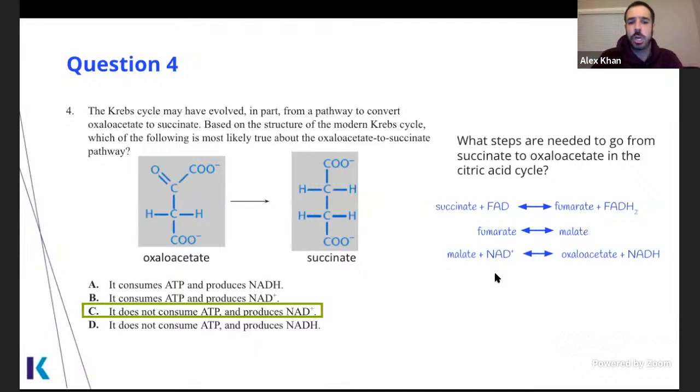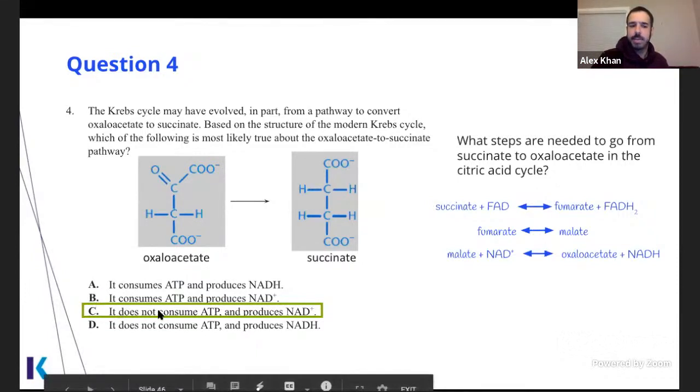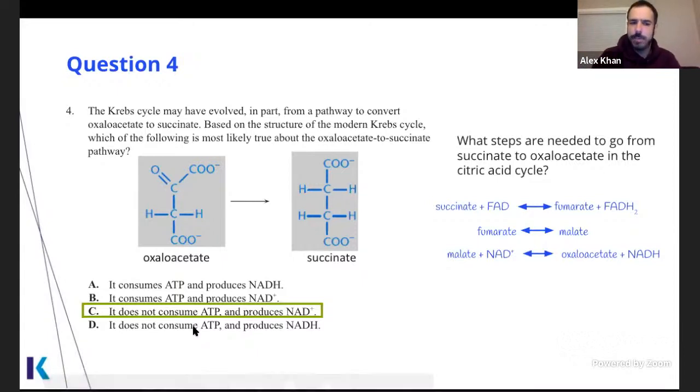One thing that we should know is that the creation of ATP occurs when we go from succinyl-CoA to succinate. That's a major step in the Krebs cycle, right? So we should be fairly comfortable eliminating A and B and saying that there's no ATP involved here. In fact, when I say creation of ATP, it's really GTP and then ATP indirectly. So we eliminate A and B.